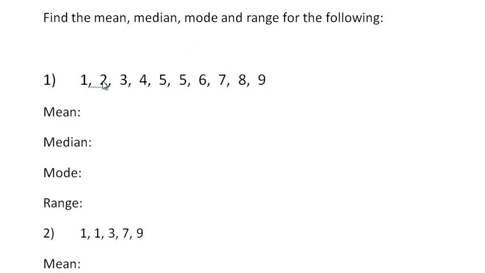Find the mean, median, mode and range for the following, so we need to add these all up. So 1 plus 9 is 10, 2 plus 8 is 10, 3 plus 7 is 10, 4 plus 6 is 10, and 5 plus 5 is 10. So you've got 10, 20, 30, 40, 50. So if we add them all up, we get 50, and there are 10 numbers giving us a mean of 5.